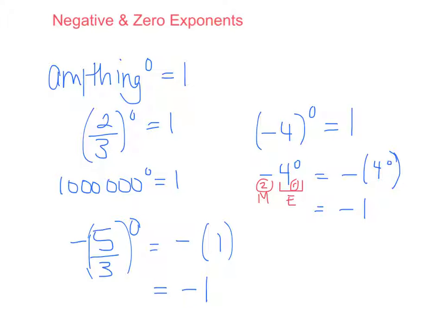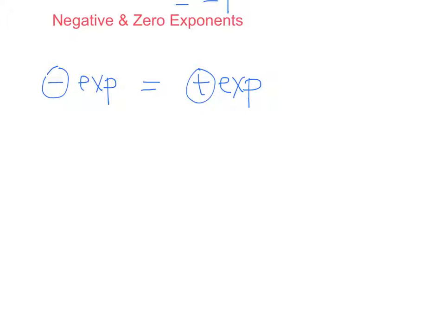Now, whenever you have a negative exponent, this is the second part of this topic. Whenever you have a negative exponent, what you have to do is take the reciprocal and turn the exponent into a positive. So a negative exponent is equal to the positive exponent of the reciprocal. Reciprocal means you flip the fraction. Don't confuse it with the negative reciprocal. You don't need to change any signs.